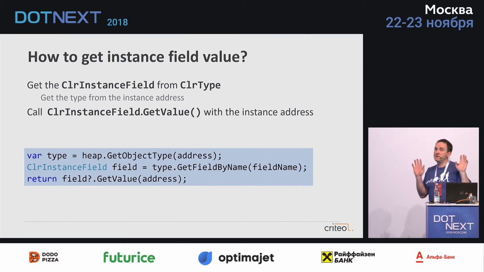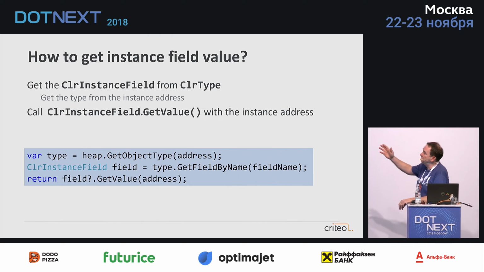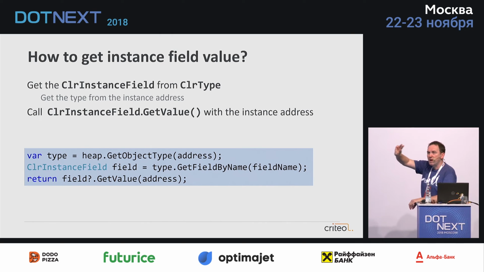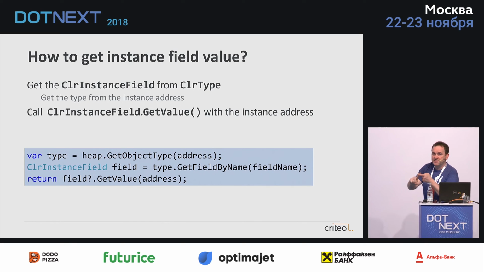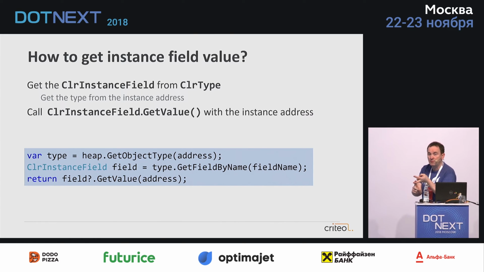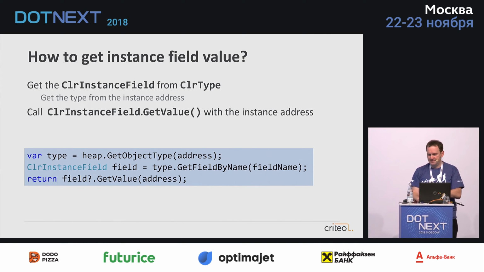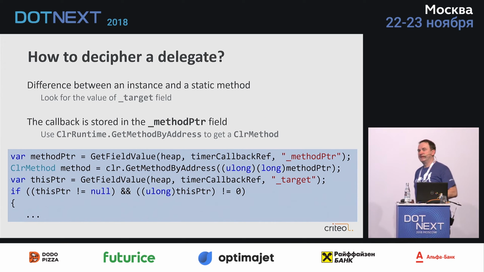This time it's not a static property. It's an instance property. So what I have to do is write 3 lines of code. Each time I need to get the value of a property, I need to write these 3 lines of code. I need to get the type. I need to get the description of the property based on the name of the property, and then I'm calling GetValue. It starts to get boring. I don't know about you, but it's getting boring.